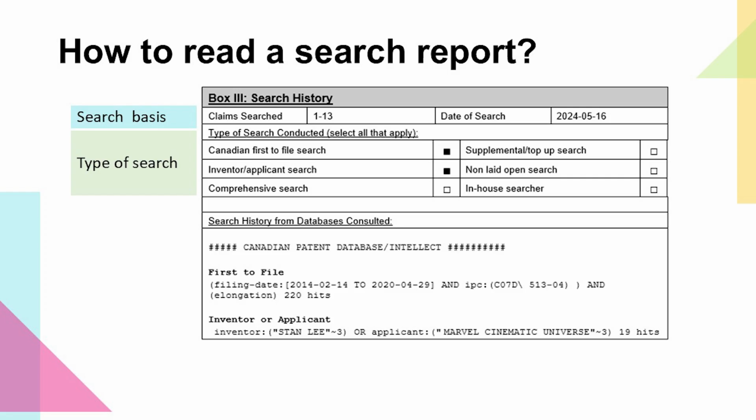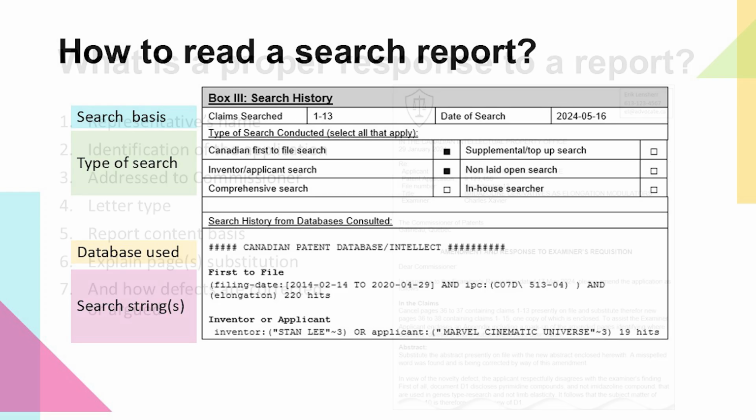In the search history box, you will see the database that was used to perform the search or searches, and you see the search string used and the number of documents that a specific search string has resulted in, and so those were the ones consulted by the examiner. Here, the examiner consulted 220 documents upon the F2F search, and then reviewed 19 patent documents from Stan Lee or owned by Marvel Cinematic Universe.